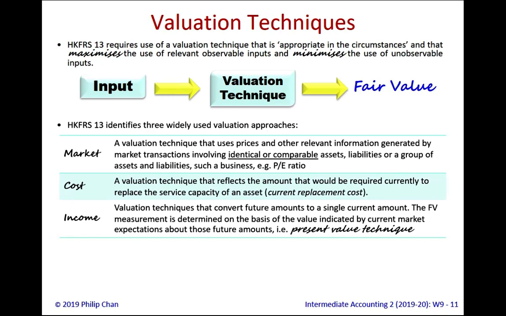The second method is the cost method. In this method, basically, it reflects the amount that would be required currently to replace the service capacity of an asset. Instead of looking at exit price, now you're looking at the entry price. What would it be like if you want to buy them now in the market, or you want to replace that item in the market? Okay, so cost, current replacement cost. Or if you want to construct this item by yourself, that will be the cost.